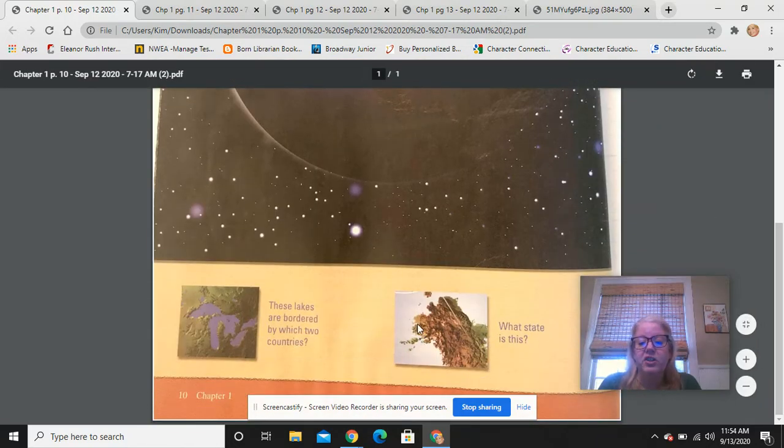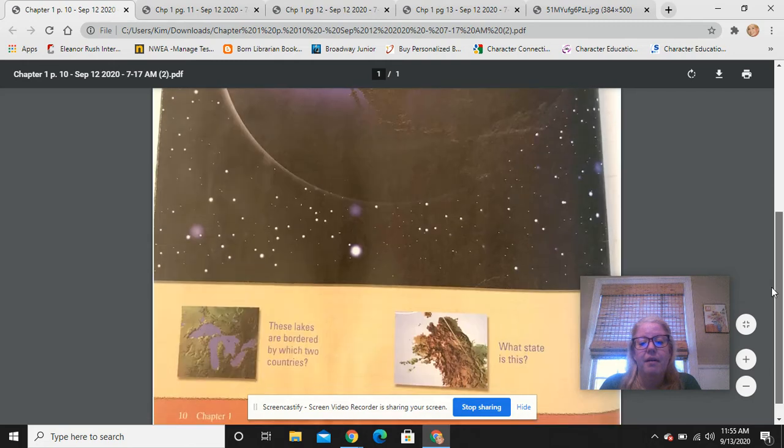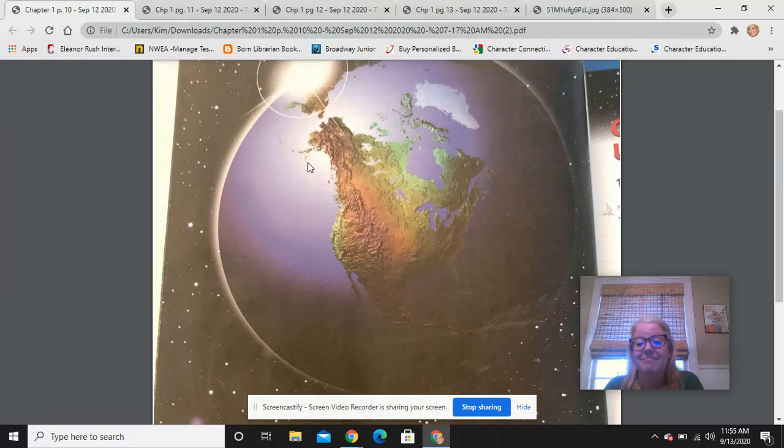Now, the other picture says, what state is this? And kind of looking here, I see that this state is kind of sticking out into what appears to be water. So I'm going to go back up to the map. And I think that is looking right about over here. Does anybody know what state that is? That is the state of Alaska.